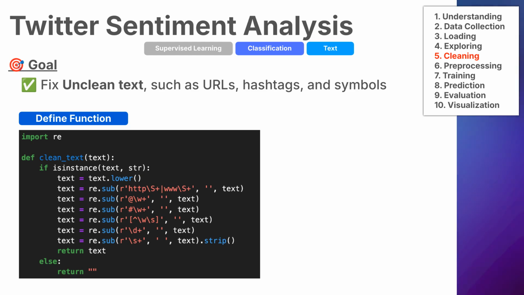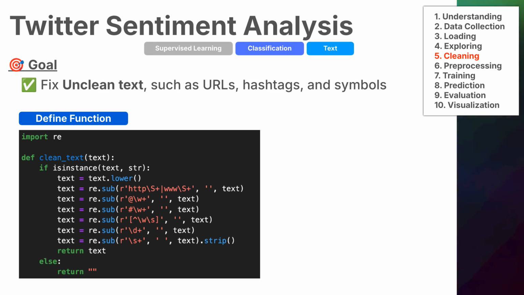The last one is to remove extra spaces. It collapses multiple spaces into one and trims leading and trailing white space. This results in clean and consistent spacing between words. Then return the clean text.